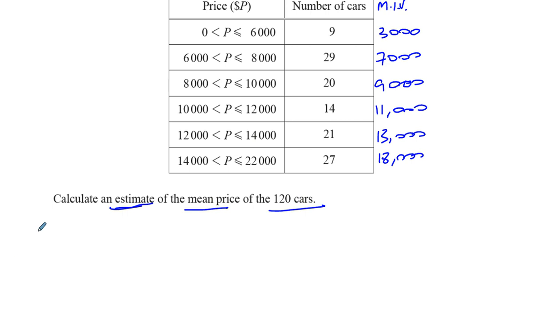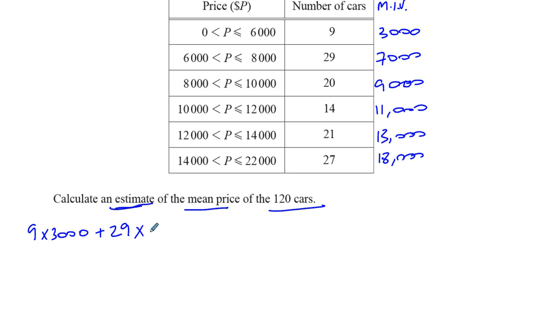You can say, okay, I'm going to have 9 times 3,000. Those 9 cars, their estimated value of each of them is 3,000. So 9 times 3,000 will give me the total value of these 9 cars. I'm going to do the same for every other item. When I've done that, I've got an estimate of the total price of all those cars altogether, and then I've got to divide by the number of cars, and then I'm going to find the mean price of the cars.